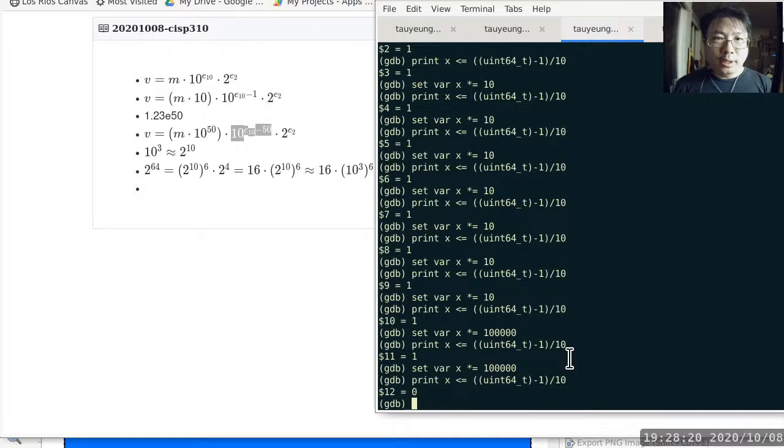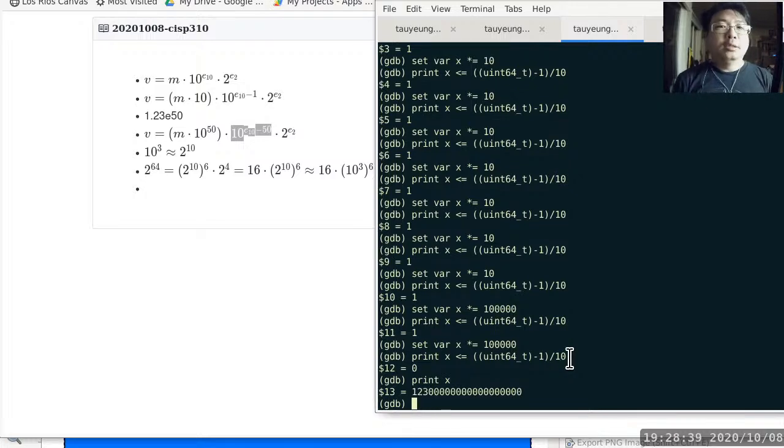What are we going to do? We are already out of room in a 64-bit unsigned integer. So what we're going to do is keep dividing x by 2 until there's enough room to multiply by 10 again. All right, so let's check out what x is at this point. Not very surprising, right? It's basically 1.23 times 10 to the power of 19 right now, which is the last value.